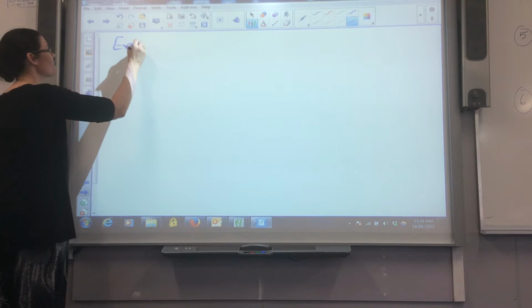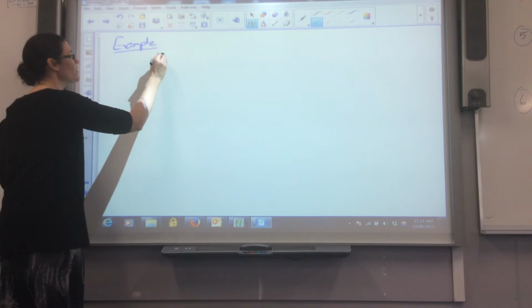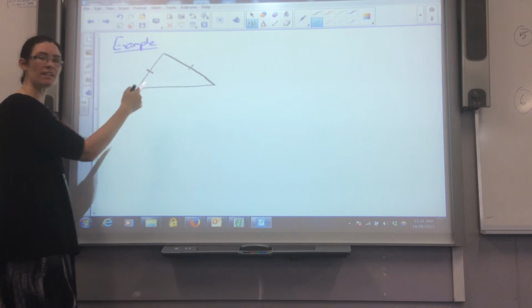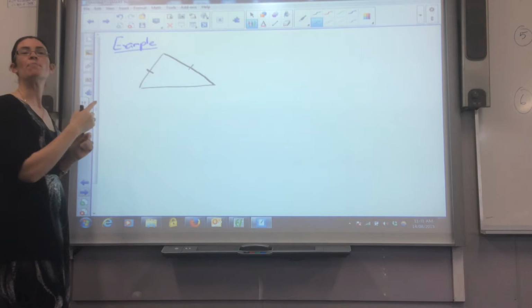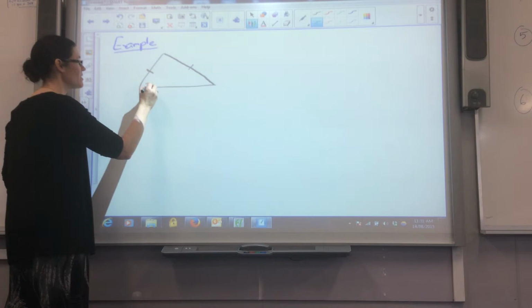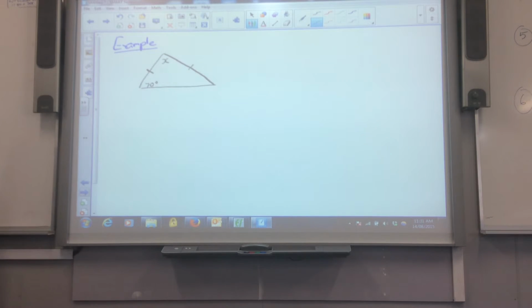So let's look at a couple of really little examples. So, let's say I've got this triangle here. What do those lines mean? What do those dashes mean? Equal. It means they're the same. Okay? So I'm going to put 70 degrees there, and I'm going to write x there. So I need to find out what x is. How do I do that?